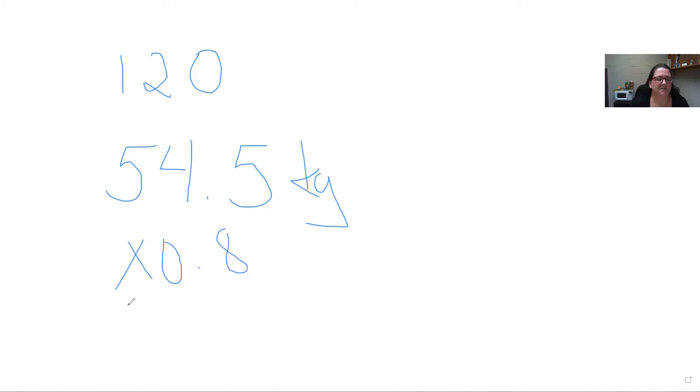0.8 grams. So times 0.8, and so that protein need would be 43 grams. Okay. So to calculate protein need, it's going to be weight in kilograms times 0.8.